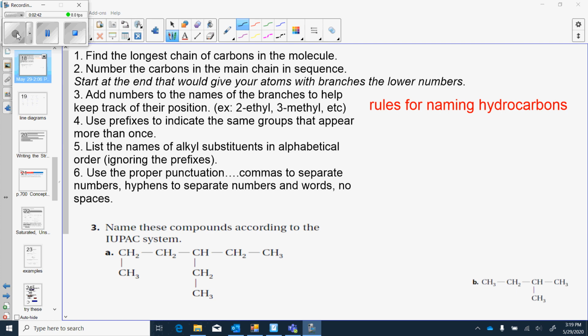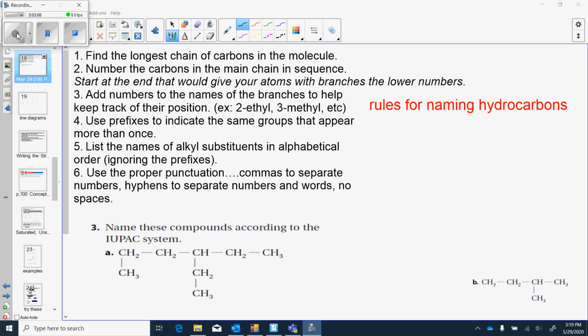So if you take a look at these steps, this is a review from our last video. Number 1, find the longest chain of carbons in your molecule. Number 2, number the carbons in the main chain in sequence. Remember, we can number from left to right or right to left. How do we make that decision? If we have branches, we want to give our branches the smallest combination of numbers possible.